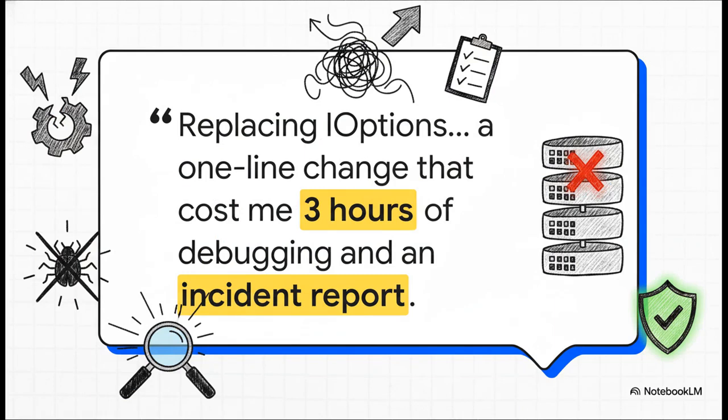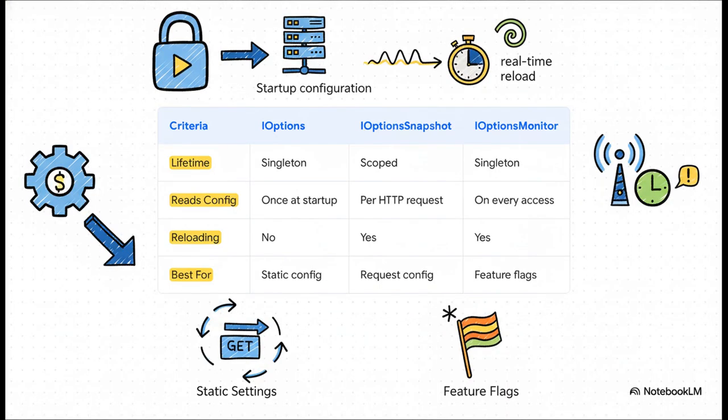But here's where it gets really interesting. Not all of these options interfaces are the same. And as this quote from developer Mukesh Morgan shows, picking the wrong one can cause real-world headaches. A feature flag wasn't working in production because the configuration wasn't reloading. The fix itself was tiny, but the debugging, that was painful. So this table right here is the key takeaway.